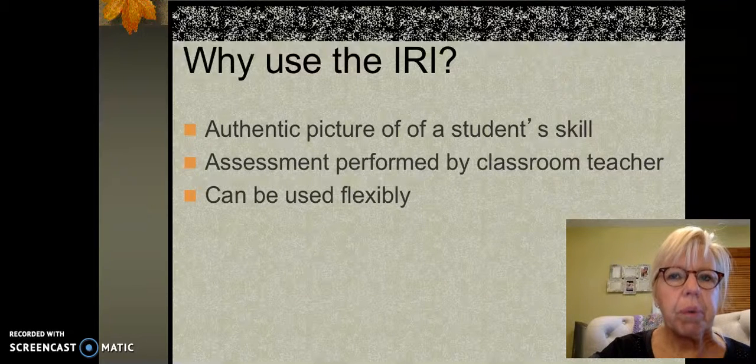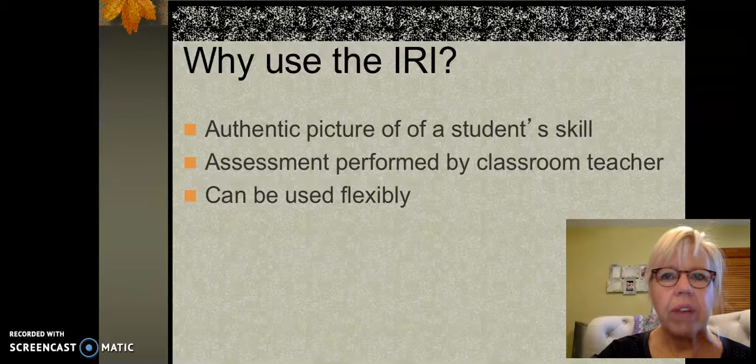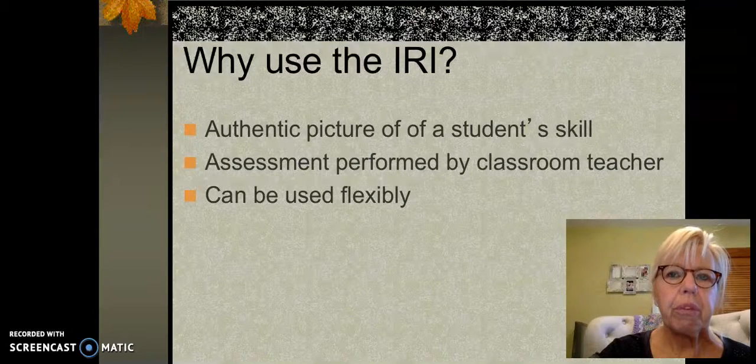When using an informal reading inventory, we are attempting to determine a student's independent reading level, which is the level at which they can handle text on their own; their instructional level, the level at which they are going to most benefit from instruction; and their frustration level, which is when the material is too difficult for them to read, even with assistance. So we want to determine those three levels.